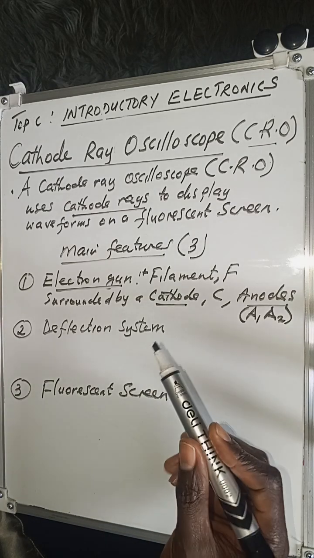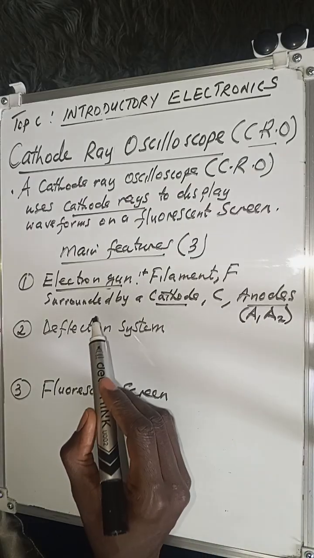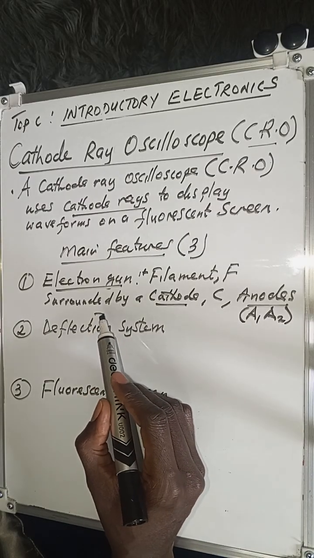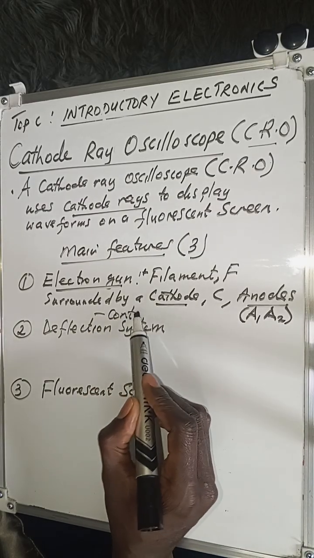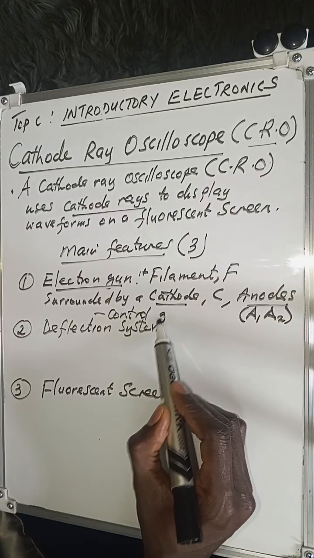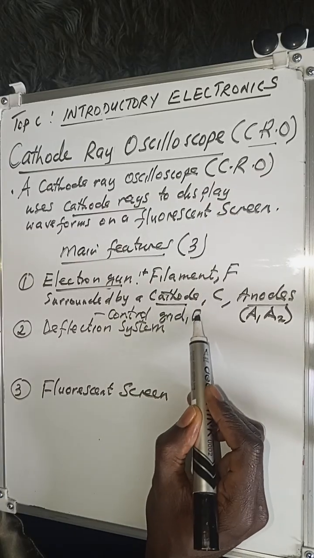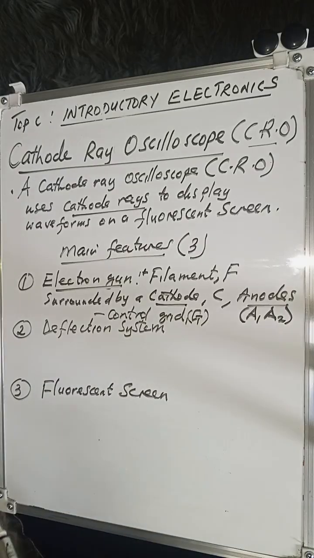Then the other thing that you are going to find apart from the anode is what we simply call the control grid. Sometimes you call it a grid control, but you're going to see the control grid, which we have labeled as G.